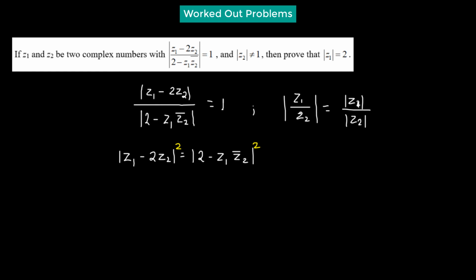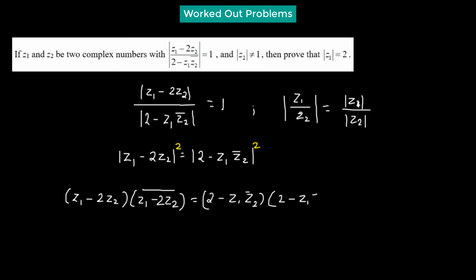so that the given equation can be rewritten as (z1 - 2z2) multiplied by (z1 bar - 2 z2 conjugate) equals (2 - z1 times z2 conjugate) multiplied by the conjugate of (2 - z1 z2 conjugate). So before multiplication, let's simplify the complex number with the conjugate term.